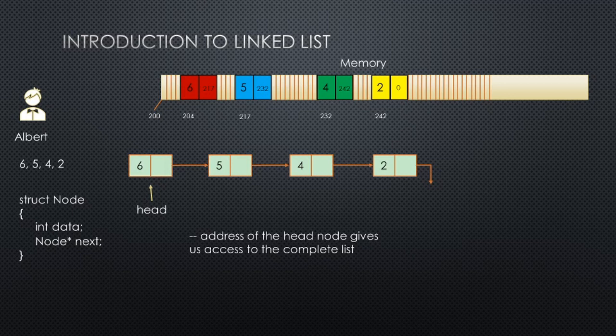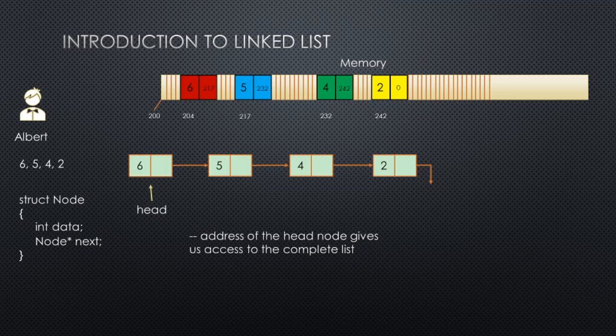The only information about the list that we keep all of the time is the address of the head node. So the address of the head node gives us access to the complete list. The address of the last node is null or zero, and that means that the last node does not point to anything.